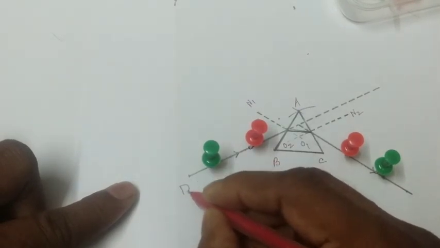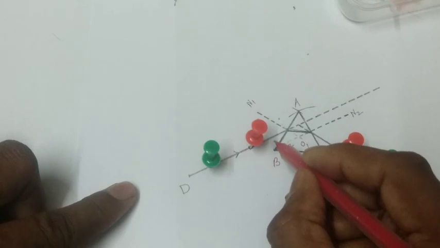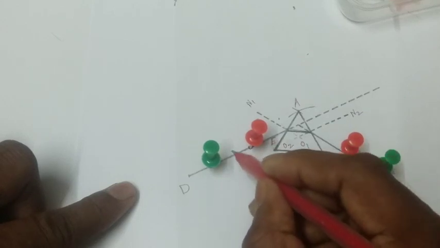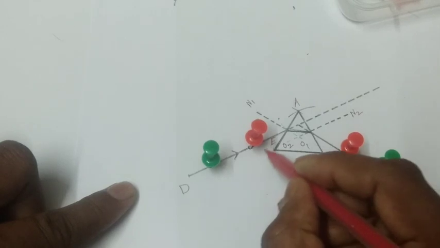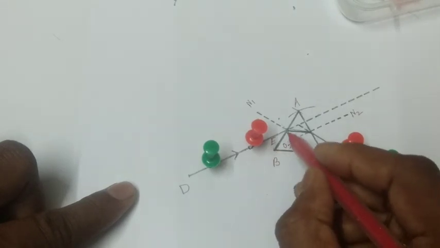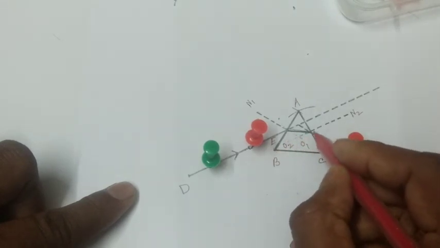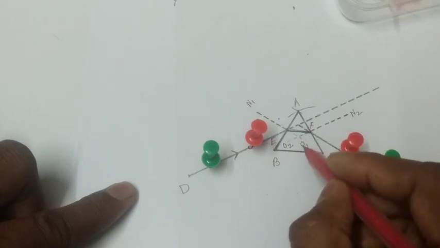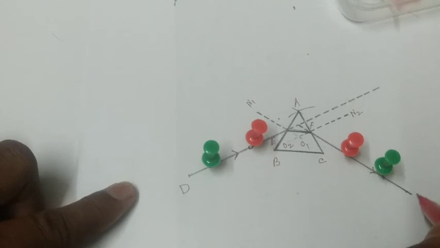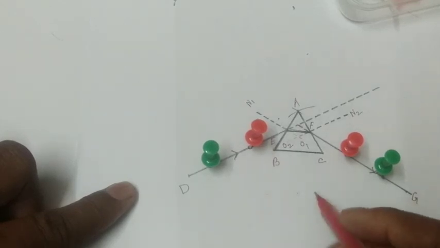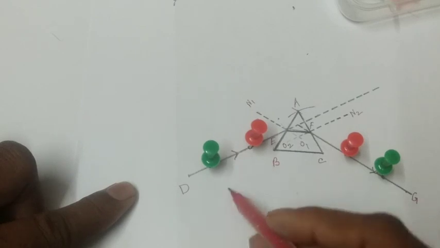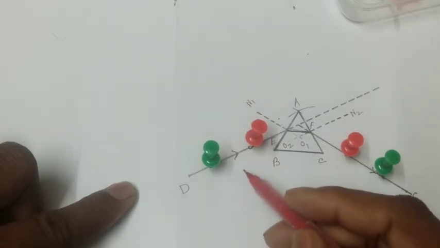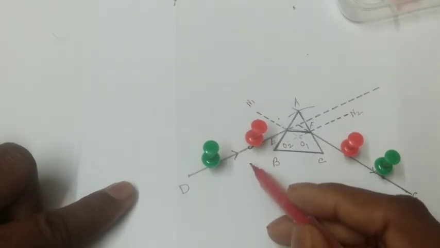DE is the incident ray, and EF is the refracted ray, and FG is the emergent ray, right? Now you have to find the angle of deviation. What is the angle of deviation?